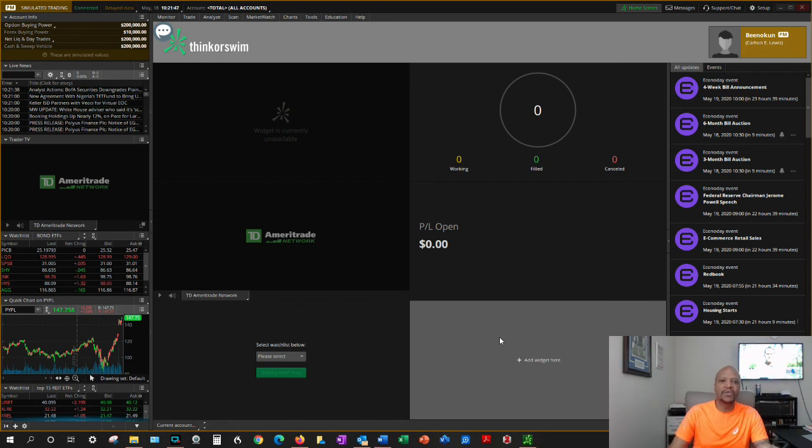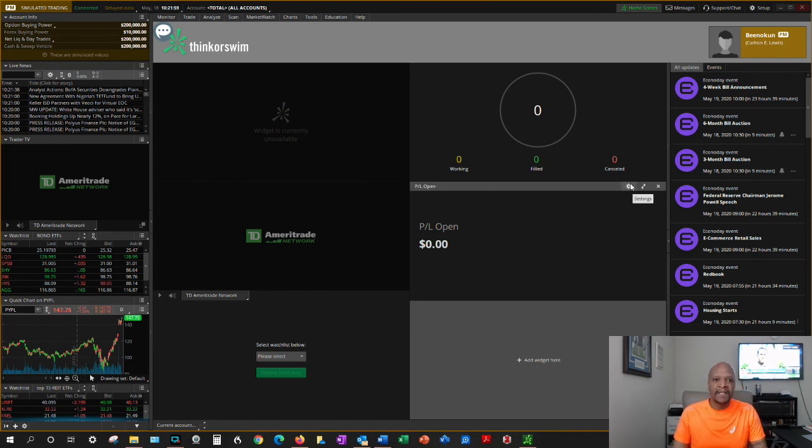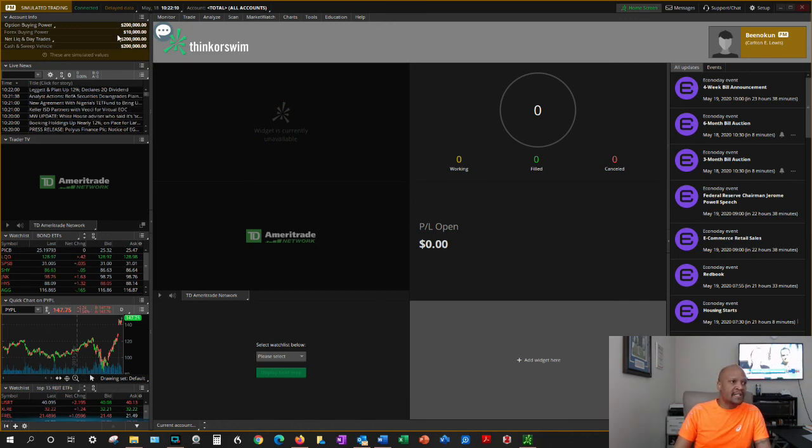And what you'll see is once you log into paper money, it'll say simulated trading. So anytime you see simulated trading or this yellow border around the application, that means you're in paper money. That means you can go out and do whatever you want to do, and it's not going to affect any of your accounts that actually have real money in them. So they give you, like I said, $200,000 to play with, and you just go out there and learn how to use this tool to the best of your ability without risking any money.